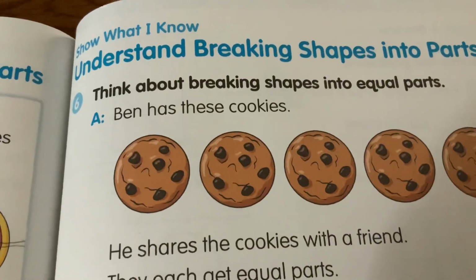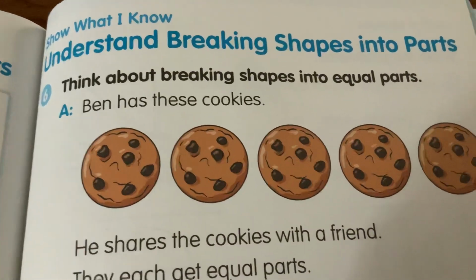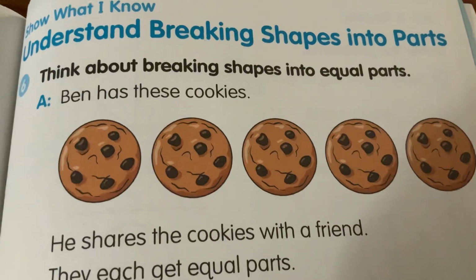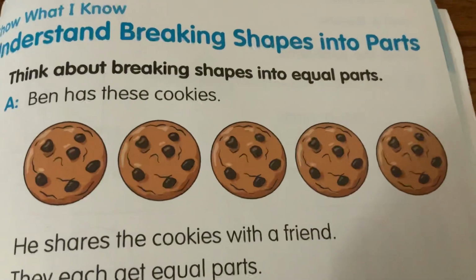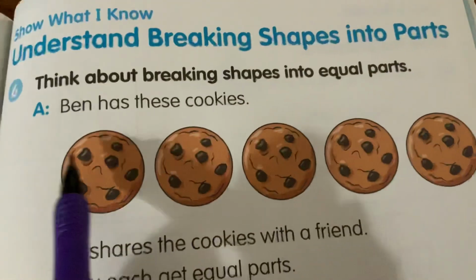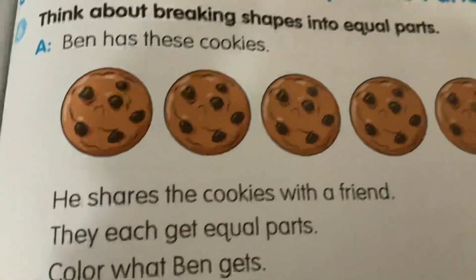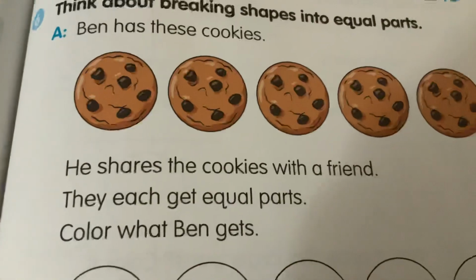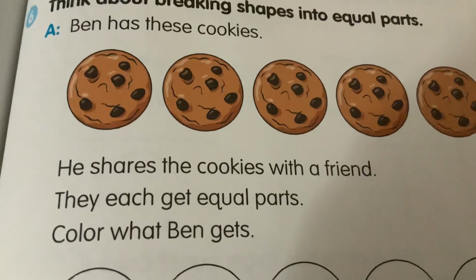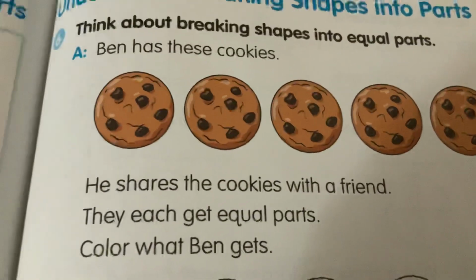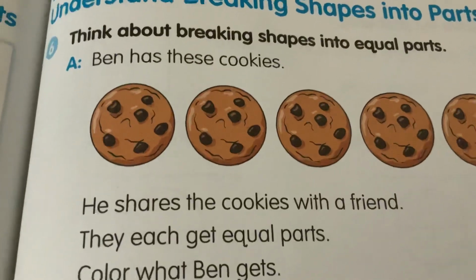So the first one says, think about breaking shapes into equal parts. So Ben has these cookies. Okay, how many cookies does he have? I count them. 1, 2, 3, 4, 5. He shares the cookies with a friend. They each get equal parts. Color what Ben gets.